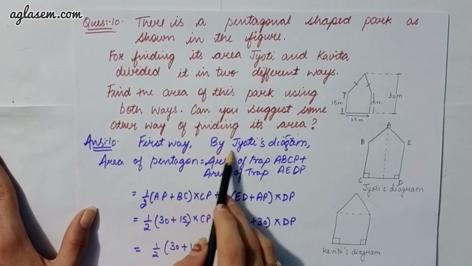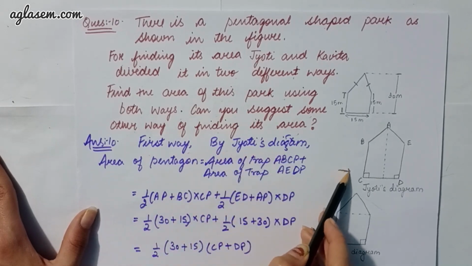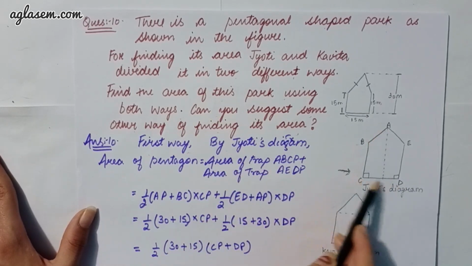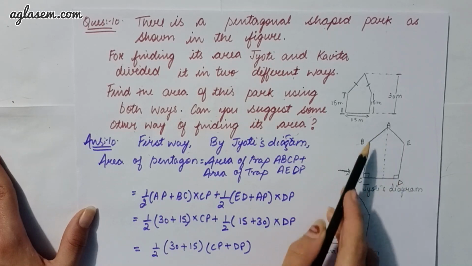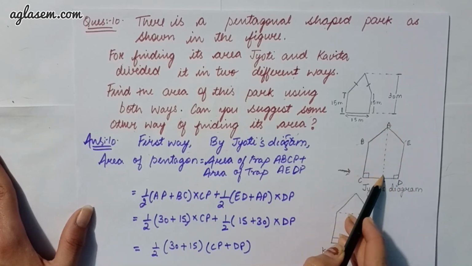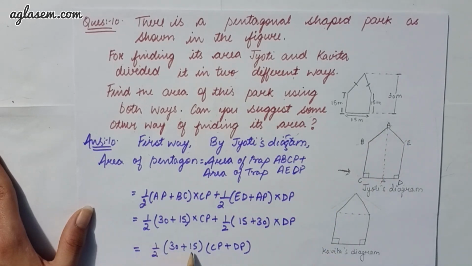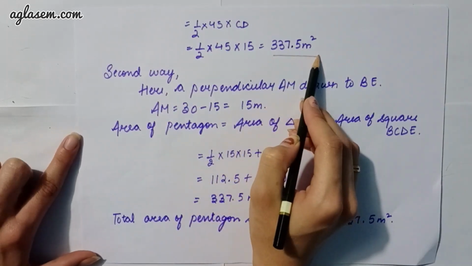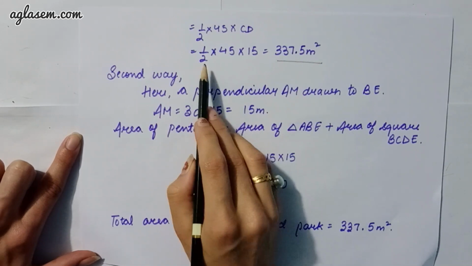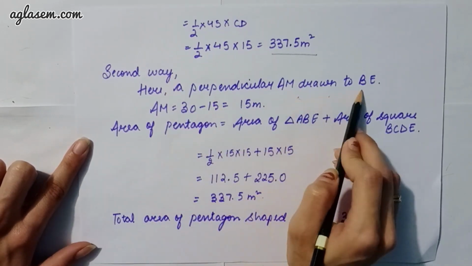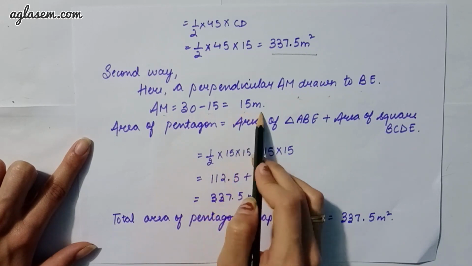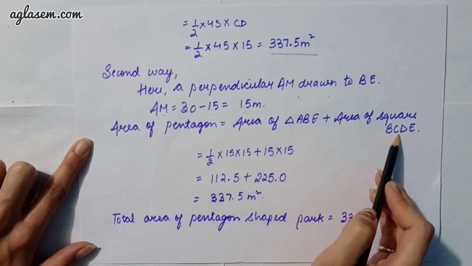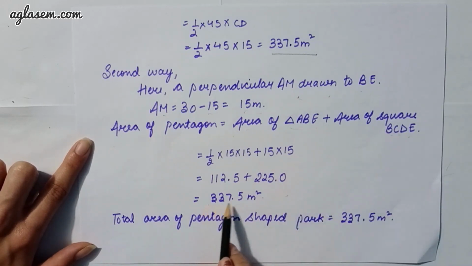So the first way is by Jyoti's diagram, that is this diagram, from which we can find the area. So the area of the pentagon is the area of trapezium ABCD plus the area of trapezium AEDP. Putting in the formula, we will get 1/2 (30 plus 5) CP plus DP. Further, we can have it as 337.5 meters square. And the second way is here: a perpendicular AM drawn to BE, where AM is equal to 30 minus 15, that is 15 meter. So the area of the pentagon is triangle ABE plus square BCDE. By applying the formula, we will get 337.5 meter square.